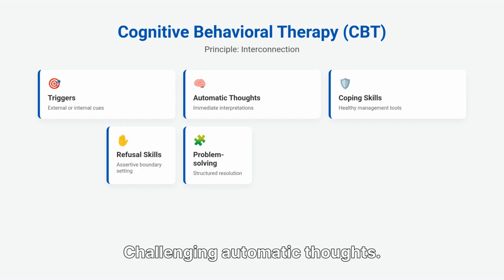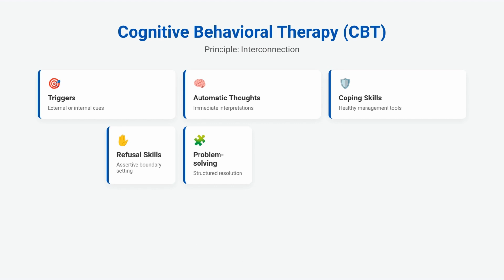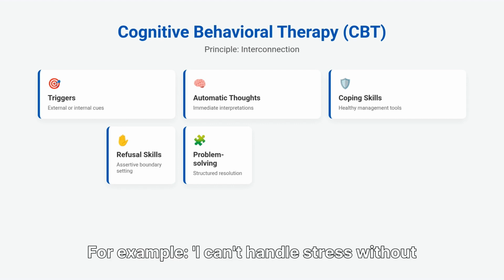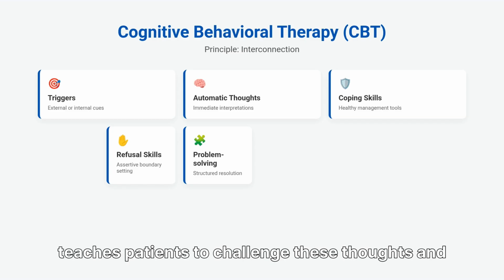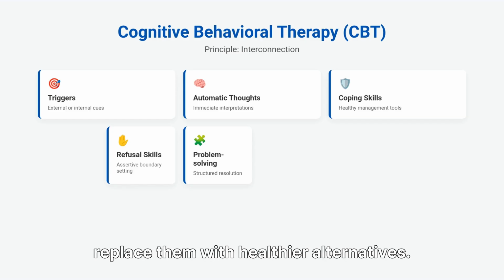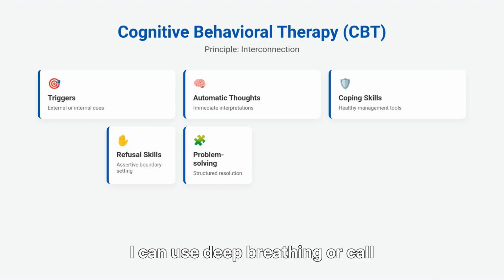2. Challenging automatic thoughts. These are the immediate, often unconscious thoughts that lead to use. For example, "I can't handle stress without drinking," or "Just one won't hurt." CBT teaches patients to challenge these thoughts and replace them with healthier alternatives. For example, "I've handled stress before without drinking. I can use deep breathing or call my sponsor."